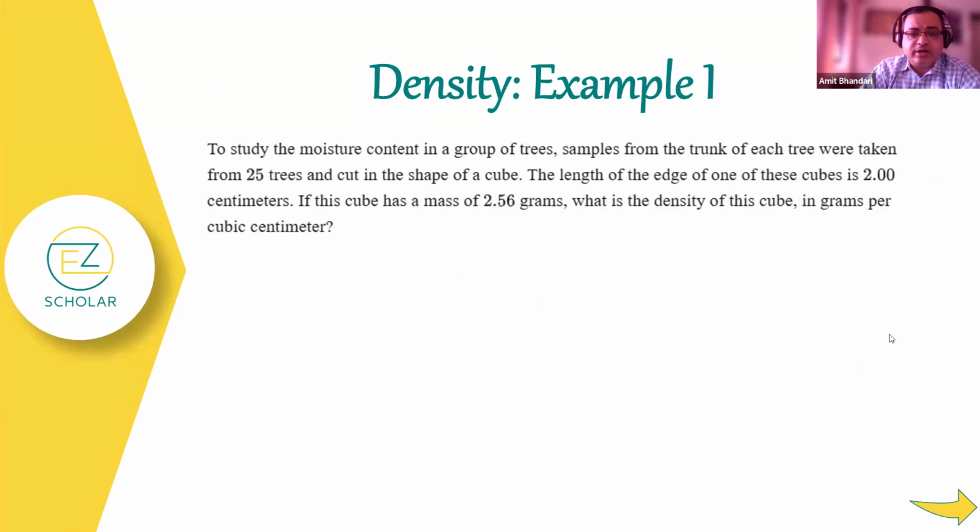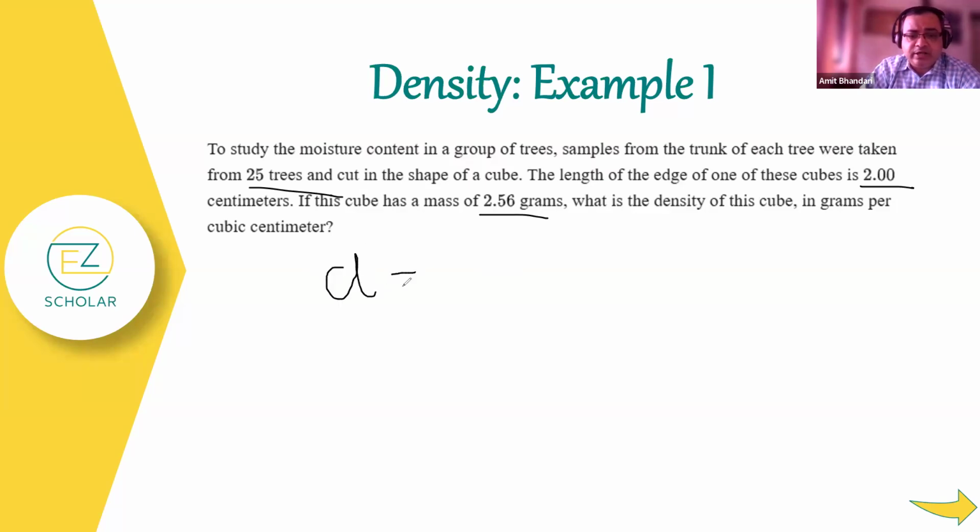To study the moisture content in a group of trees, samples from the trunk of each tree were taken from 25 trees and cut in the shape of a cube. Okay, that is one number. The length of the edge of one of these cubes is 2 centimeters. Okay, a second number. If this cube has a mass of 2.56 grams, what is the density of this cube in grams per cubic centimeter?